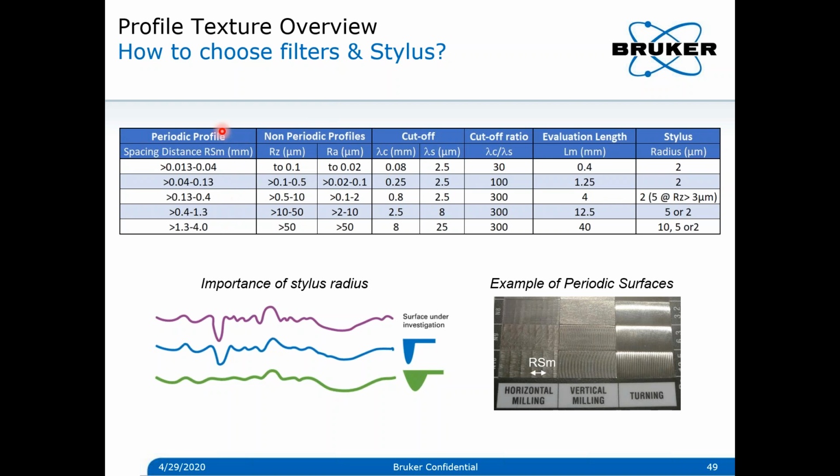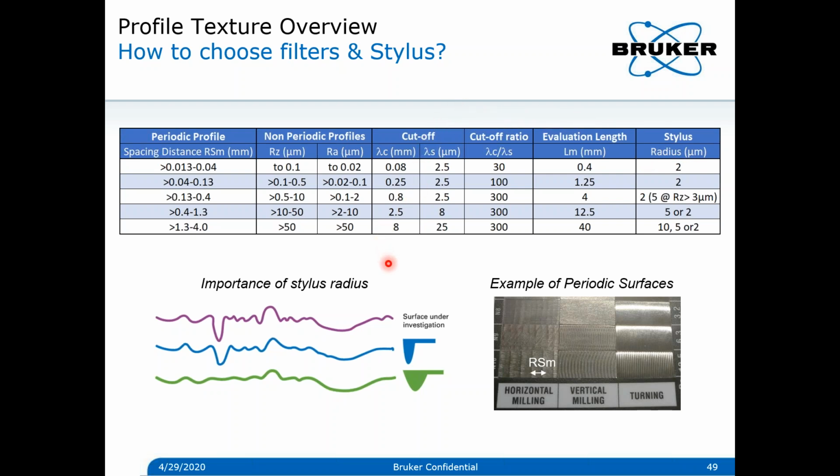So if you are starting with a periodic profile which has a spacing distance in this range, and you have stylus numbers within that range, you can coordinate these numbers and select which kind of cutoff you can use. Let's say your periodic profile looks something like this. You can see there are repeating patterns. The distance between this and this lands at, let's say, 0.13 or 0.14, and you have a stylus radius of 2 micron. Then you will be using a cutoff of lambda C 0.8 and lambda S 2.5. So the evaluation length required for that will be 4 mm. Similarly, you can make use of this table to understand which kind of cutoffs to be used.